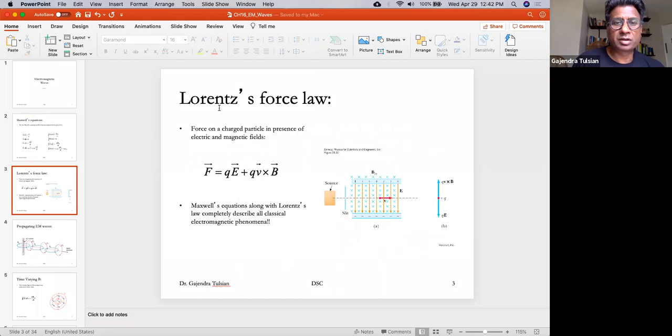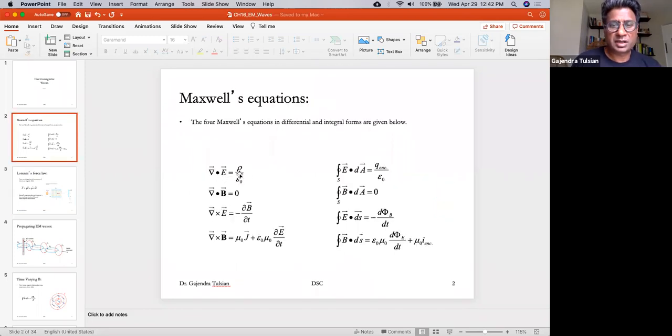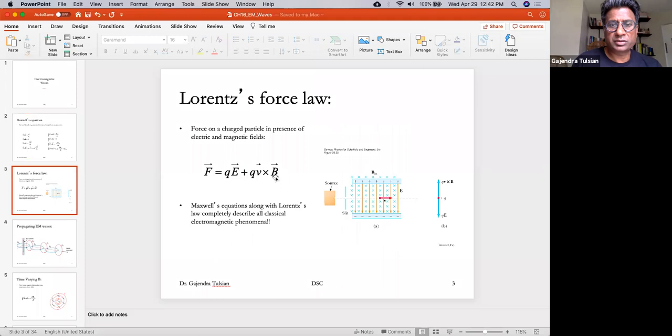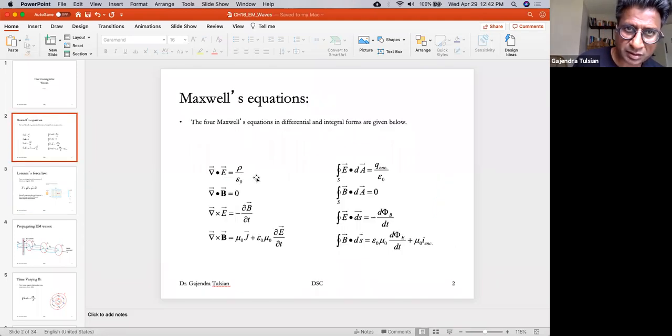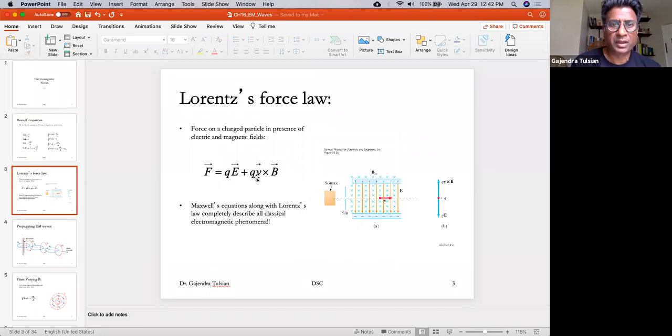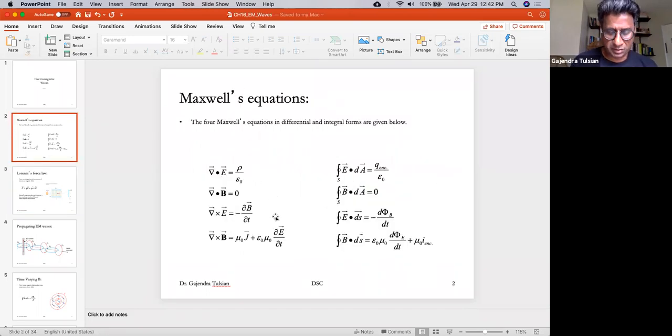And this is called the Lorentz force law. What this equation tells you is the force on a charged particle. These equations tell you charges and currents produce electric and magnetic fields. And this equation tells you electric and magnetic fields influence charges, static charges and moving charges. So again, charges produce electric and magnetic fields, and magnetic fields and electric fields in turn influence charges. From these four equations, you can derive all of electromagnetic phenomena.